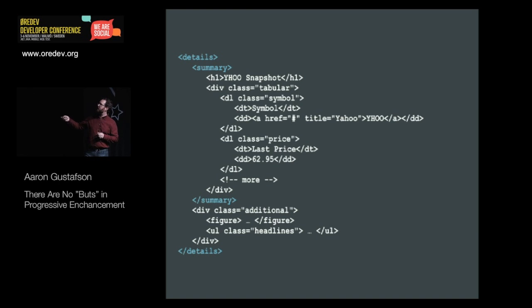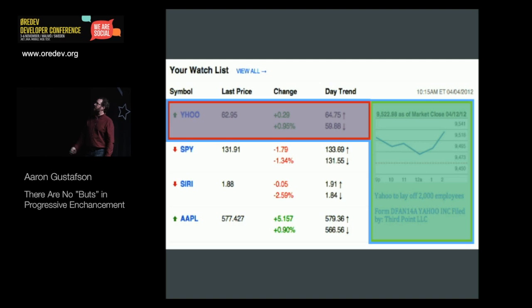So using this approach, what they've actually done is they have a definition list for the different pieces of that table display because it's establishing that same sort of relationship, the last price, the symbol, etc. And all of that is inside of the summary. And then when you click on that, it brings up the additional headlines and the stock ticker for the entire thing.